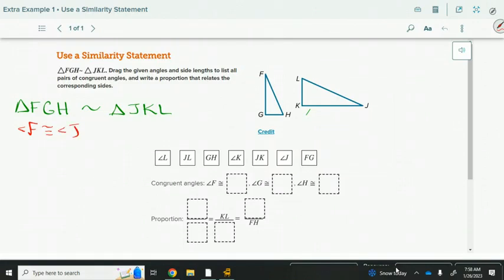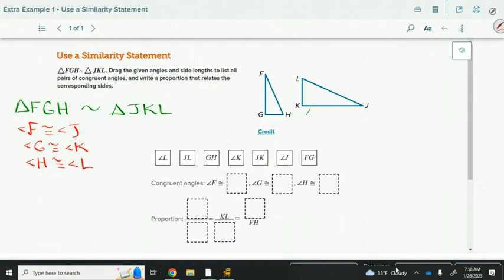Okay, who's got a second set of angles that we know have to be equal in that picture? G and K. Those are our middle letters. Okay, one more set. What's our last set of angles that we know have to be equal? H and L. Okay, so that's the first half of this, listing the angles that are equal.